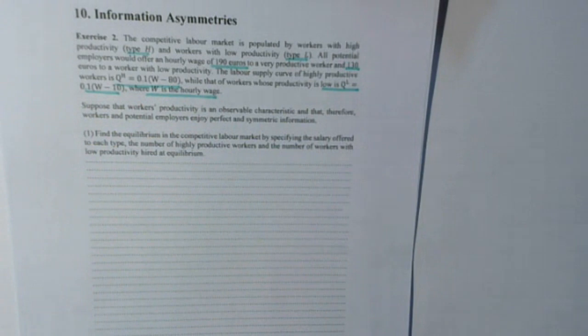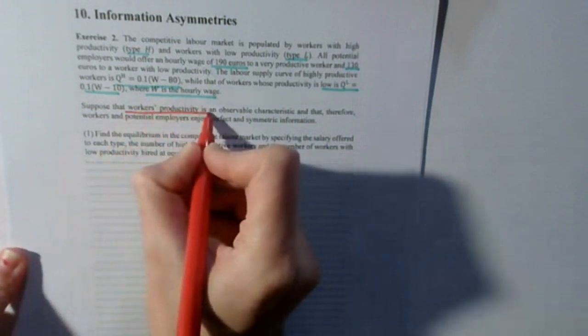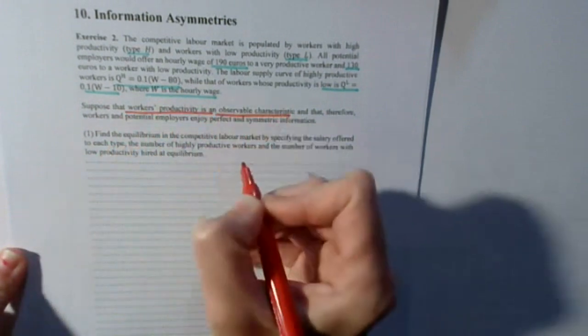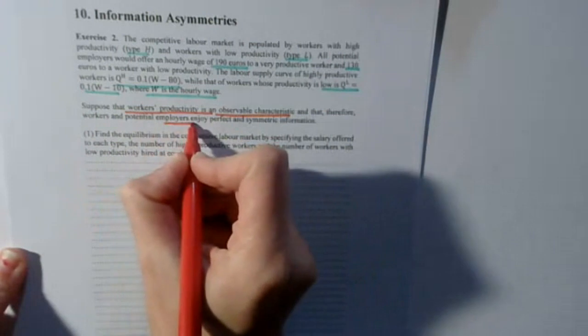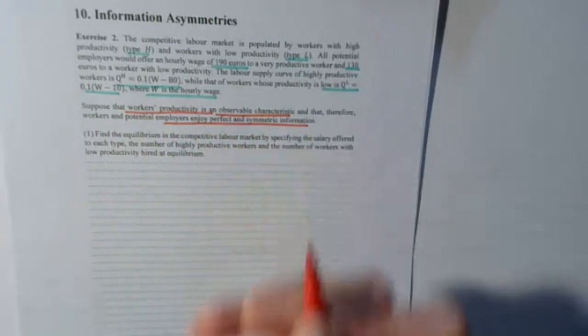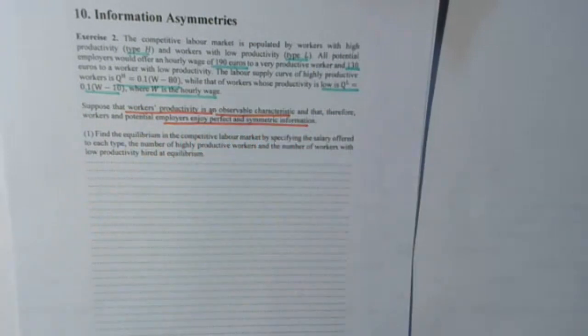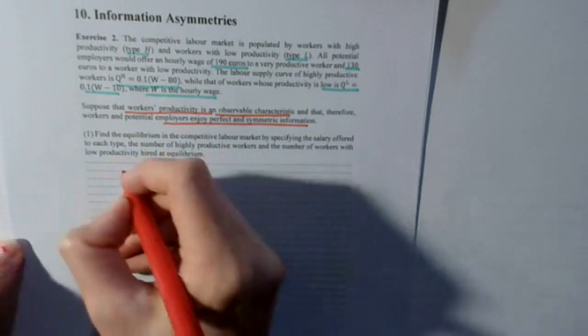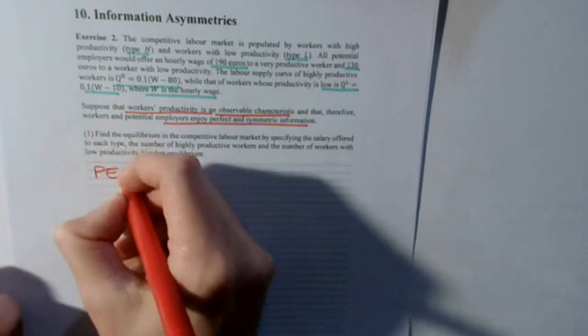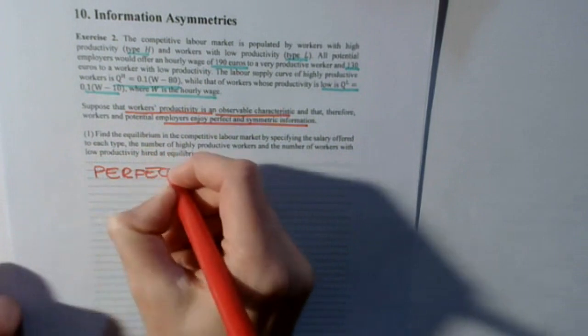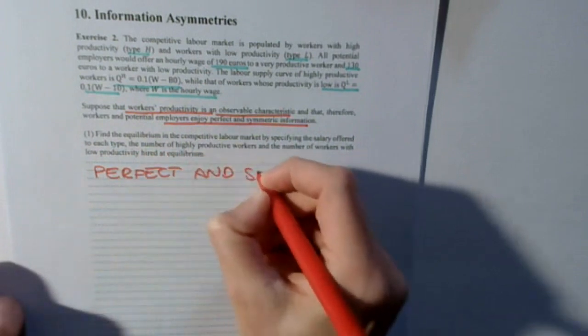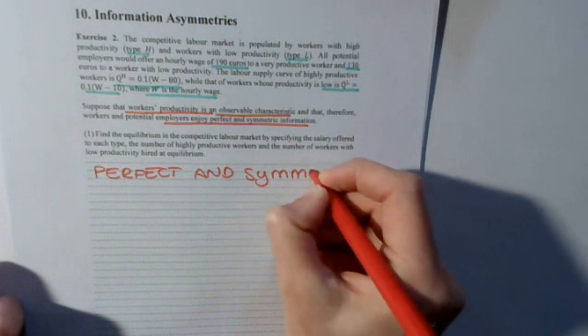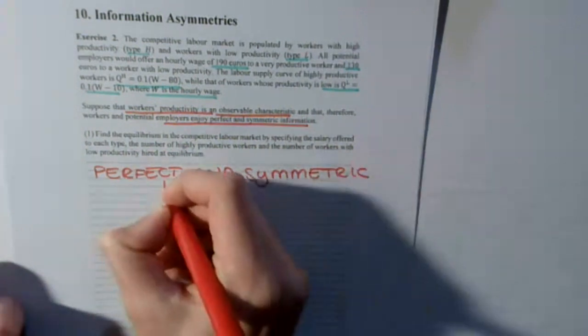Now, the first scenario we are given is the following. We have to suppose that the worker's productivity is an observable characteristic. So basically, employers enjoy perfect and symmetric information. Okay. Under this scenario, we have to answer point 1. So here we are in the scenario of perfect and symmetric information.